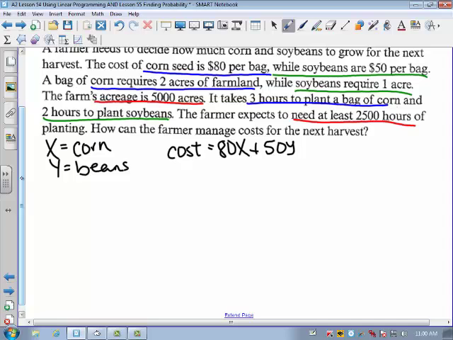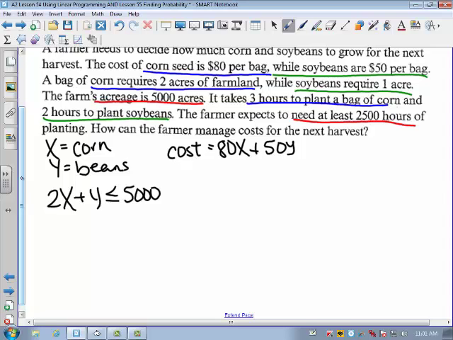All right. Now, some other constraints that we have. I can write a couple of equations here based on acreage and time. Does everybody see that? What can I write for acreage? 2x plus 1y. Not hours, acres, excuse me: 2 acres for corn, 1 acre for soybeans. Less than or equal to? He only has 500 acres. His neighbors are probably not going to like it if he starts planting on their land. Well, they might if he pays for the seed. I don't know.